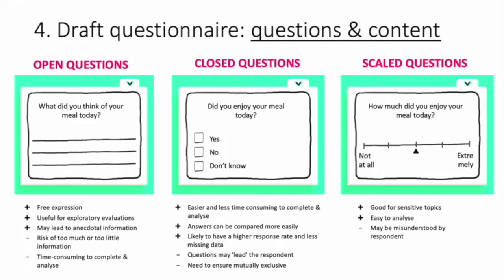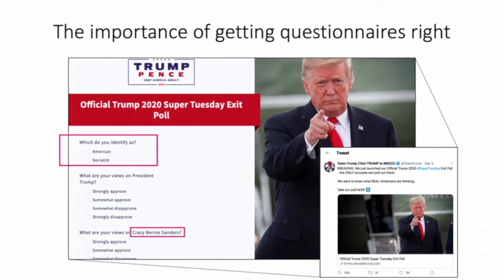And you need to make sure that the options you give them are actually mutually exclusive. So if we think back at Trump's questionnaire, this one, American and socialist are not necessarily mutually exclusive. And obviously this is biasing the response from the participants.